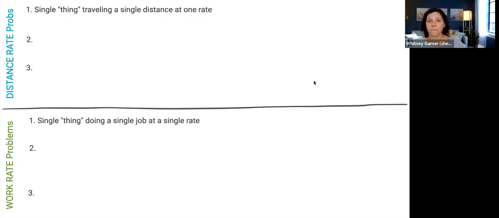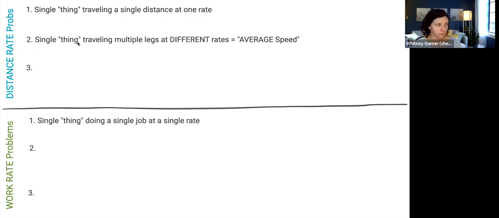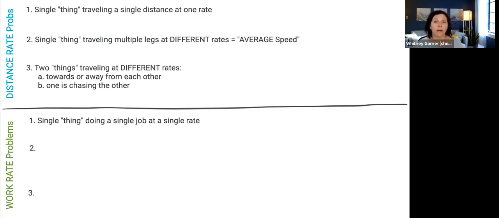In the world of distance, we build on this in two weird ways. I call them weird because number two and number three that I'm about to share with you, we do not do in the same way at all. We do them very differently than we do the single thing, traveling a single distance problem. So one option is we still have a single actor, but it's breaking up the trip. So instead of taking one trip from point A to point B, we have a bunch of different stops along the way. It might be that they go from home to work at one speed, they come back at a different speed. So generally the key here is going to be that the rates are changing. The other thing that we'll work on is when we talk about two different vehicles traveling towards each other, traveling away from each other, or chasing one another, right? So these are the three major categories in the world of distance rate problems.